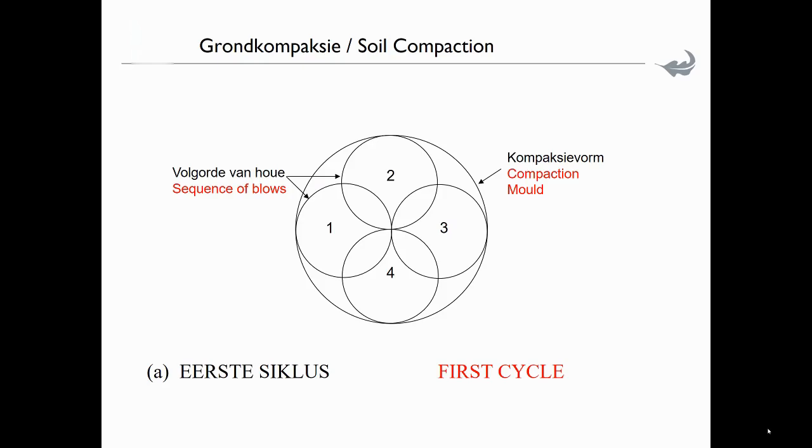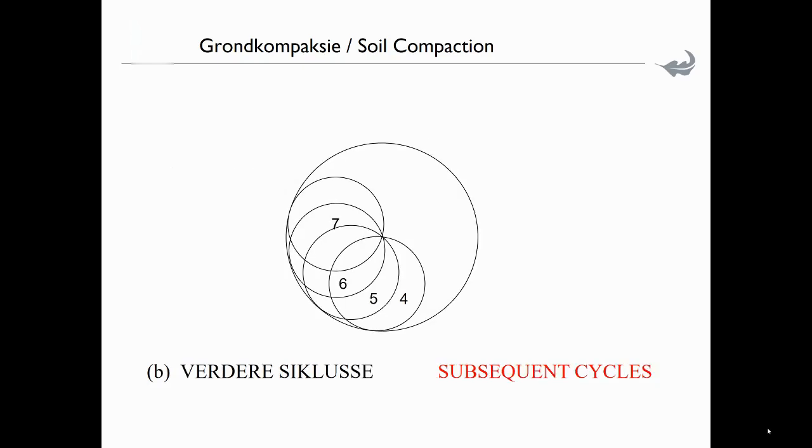So in the first cycle, when you do soil compaction, this is the first level cycle. So blows number 1, 2, 3, and 4 are done in this way, and then 5, 6, 7 till 27 are done in this way around the outer edge of the form. And then depending on which method we use, we are using 3 layers or 5 layers or more, depending on which equipment we use.